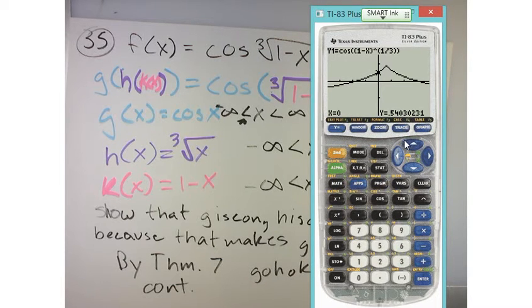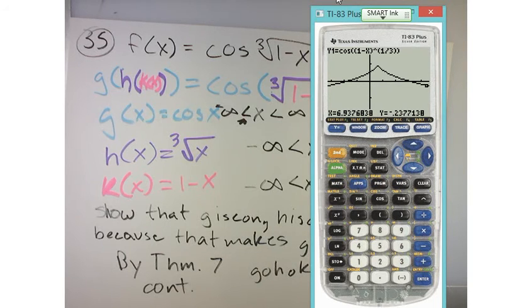Okay, so now if I hit trace and I go through this whole thing, for every x value, there is a corresponding y value. So is this continuous? Yeah. And it makes sense, right? If you have a composite function that's continuous and you plug it inside another continuous function, it's going to be continuous. There's no restrictions. Just think about that from a common sense perspective.